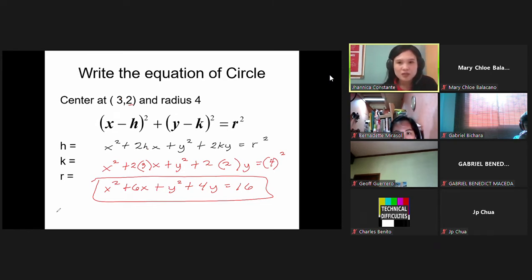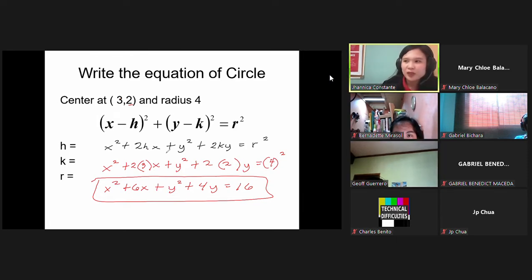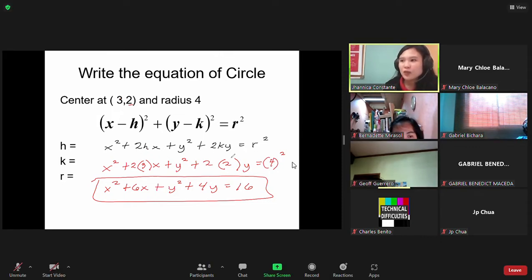Any questions about the expanded form? Yes, Job. In the first example, you got x squared plus 10x. How did you get 10x? In the first example, how did we get 10x?